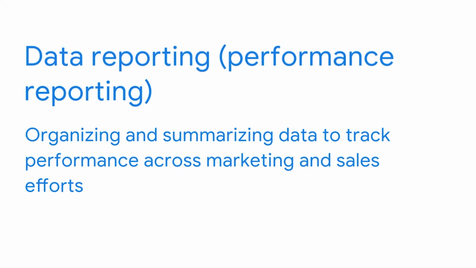Data reporting, also called performance reporting, involves organizing and summarizing data to track performance across marketing and sales efforts. This process makes it easier to identify trends and spot unexpected results more quickly. For example, if you've pulled data from multiple sources, reporting makes it easier to tell if one has a higher ROAS than another. Quality reporting provides a clear picture of the raw numbers. It should help you shape questions that can be answered through analysis.